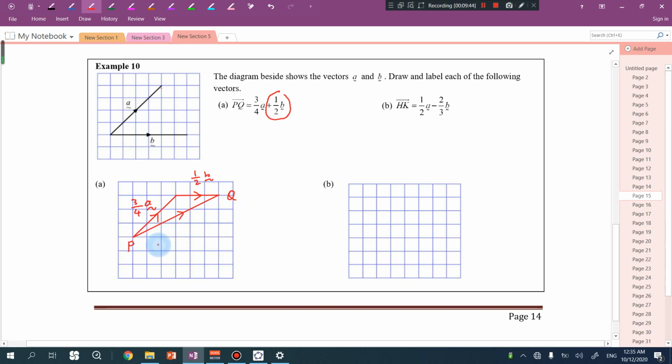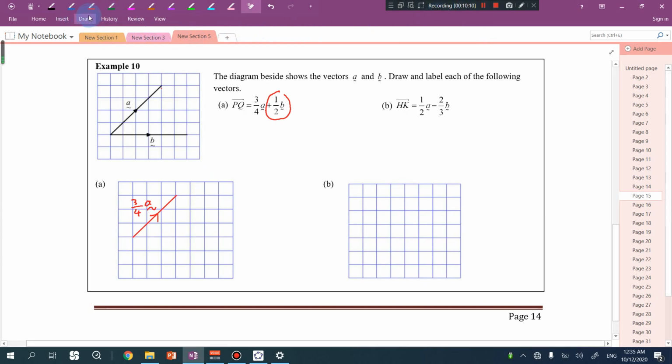Okay, let me check around now. 1, 2, 3, 4, 5, 6. 1, 2, 3. 1, 2, 3, 4, 5, 6, 1, 2, 3. Okay, correct. So some student might think this way. So why can I draw this 1 over 2b over here? Yes, you can. Okay, let me show you how we do it that way. You will still get the same answer.